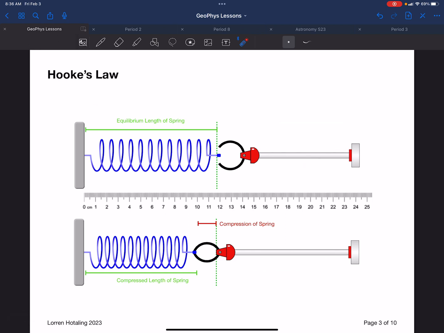If we look at compression, we again have our equilibrium length of the spring, and we can apply a force where we shorten the spring. So we had our equilibrium length of the spring, our compressed length of the spring, and now we have the compression of the spring, or the displacement, delta x.